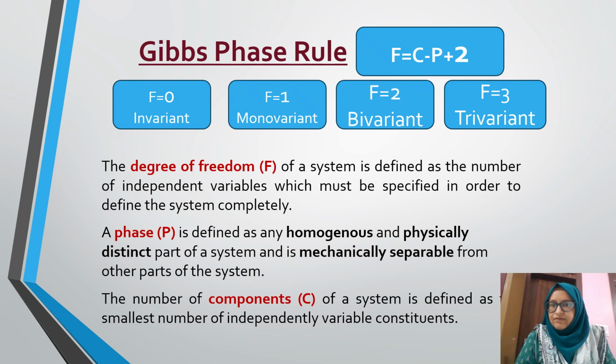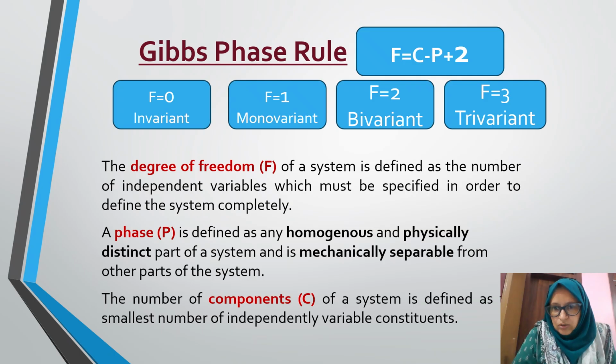You can see the mathematical equation of Gibbs phase rule here, that is F is equal to C minus P plus 2. In this particular equation, there are three different terms, that is F, C and P. F stands for degrees of freedom, C is the number of components, and P is the number of phases present.